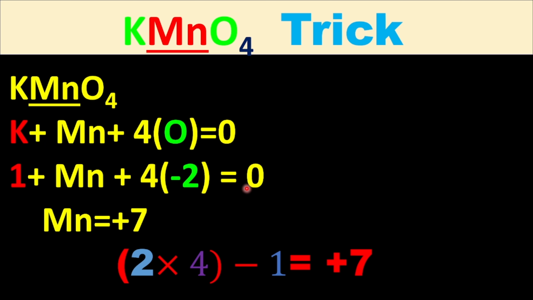So plus Mn, that is what we are looking for. So 1 plus Mn plus 4 times O. That is what is indicated here. So 4 times minus 2 is equal to 0. And that gave us plus 7. This is the normal method.